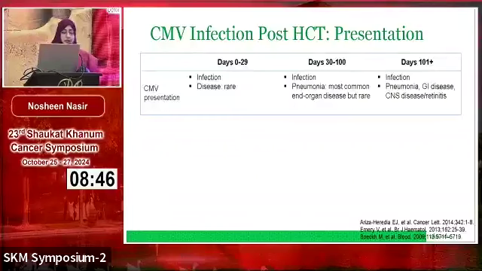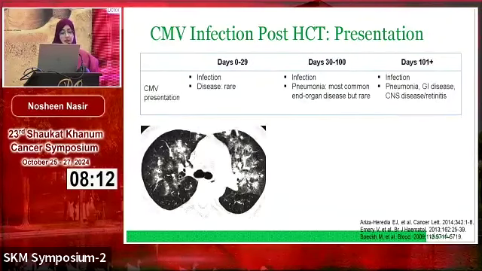So how do they present? Well, between days 0 to 29, the disease is rare, but the infection can be throughout post-transplantation. Between days 30 to 100, patients mostly present with pneumonia. It is the most common end organ disease, but now the incidence has been lowered because of the preemptive and the prophylactic therapy, which we'll talk about. But it's still the incidence is between 1 to 9%. And after day 100, then patients can present with pneumonia, GI disease, CNS disease, and retinitis.